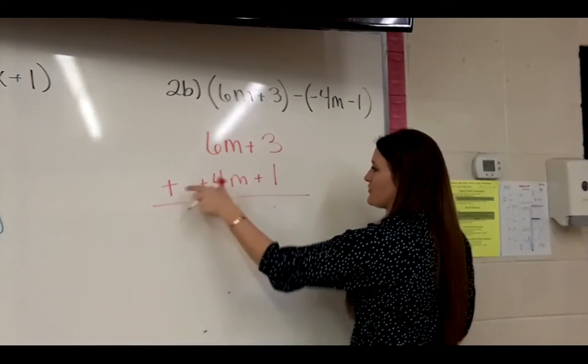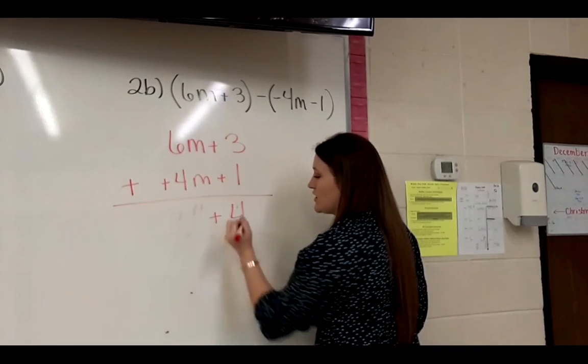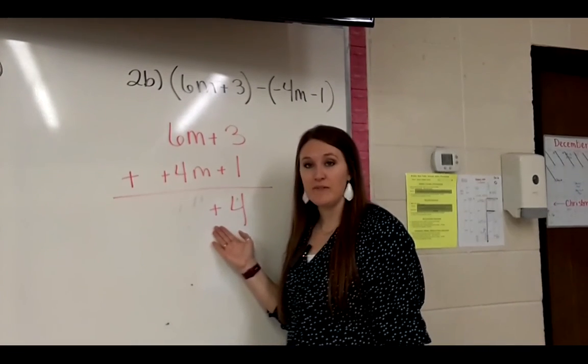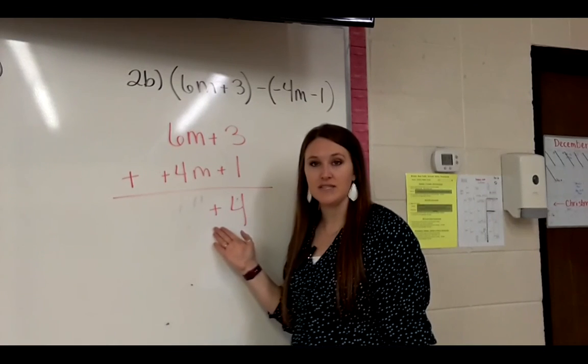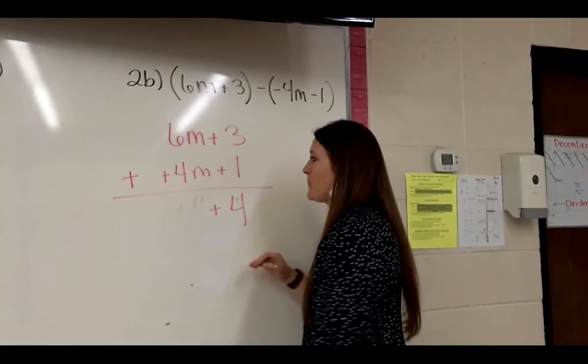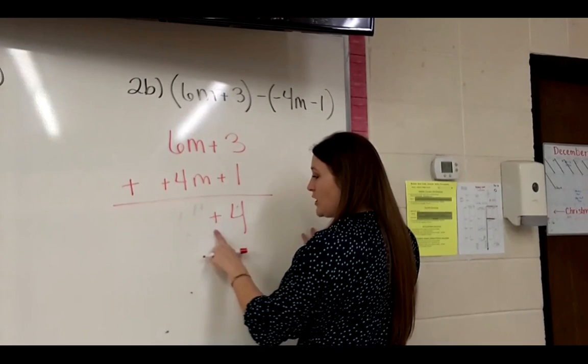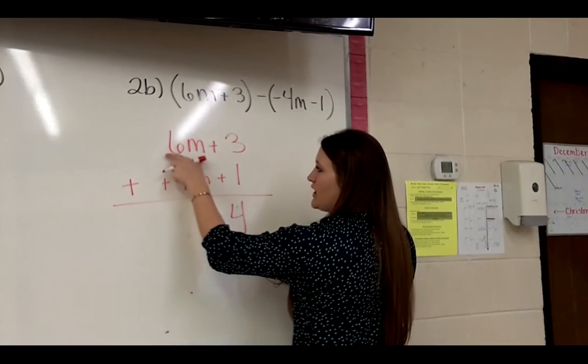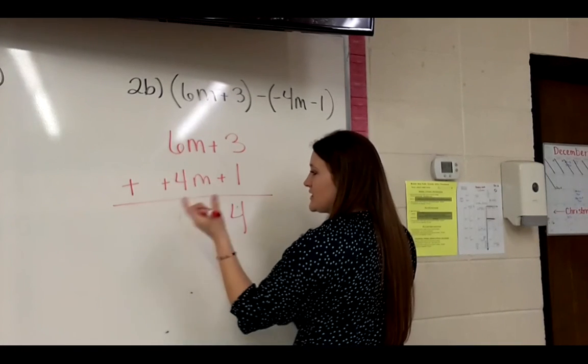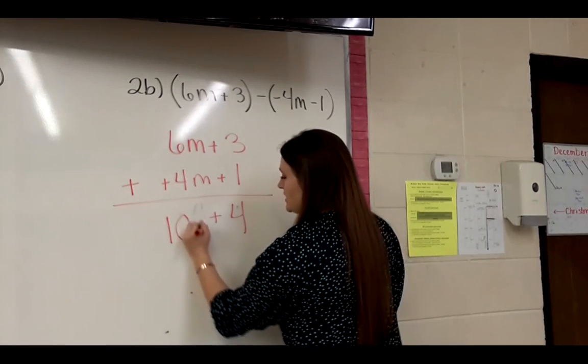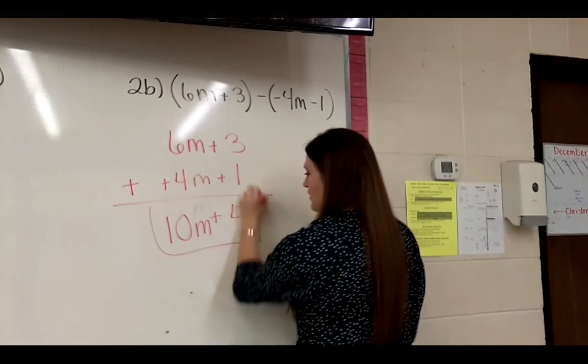So now I just have 3 plus 1, which is positive 4. If you're ever confused what goes between them, if it's a positive number, there's a plus there. If it's a negative number, there's a minus there. So since it was 3 plus 1, which is positive 4, I have plus 4. Now I have 6 plus 4, 6m plus 4m is 10m. So 10m plus 4.